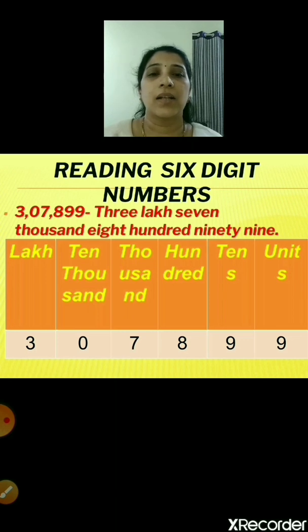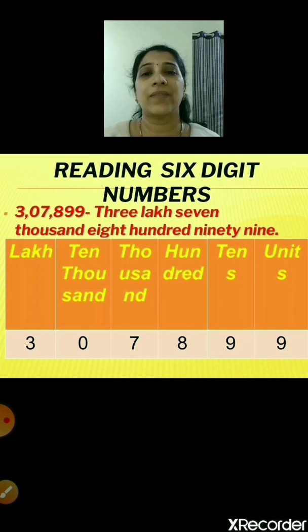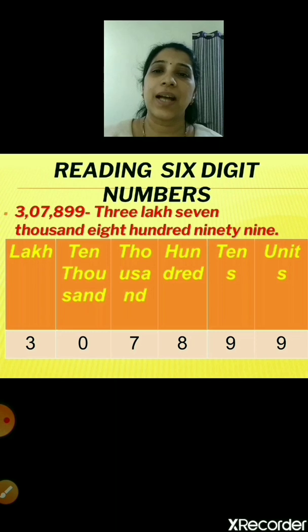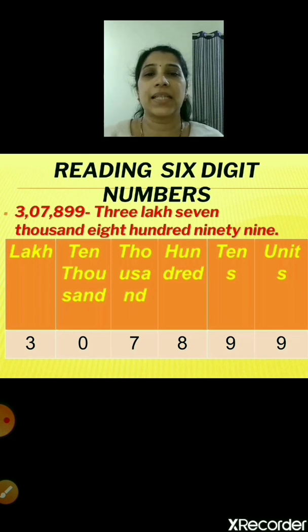307,899. So 9 will come in the units place. The next number 9 will come in the tens place. 8 will come in the hundreds place. 7 will come in the thousands place. 0 will come in the 10,000s place. And 3 will come in the lakhs place. So when you are reading the numbers starting from the left, it will come 3,07,899. Let's take one more example.